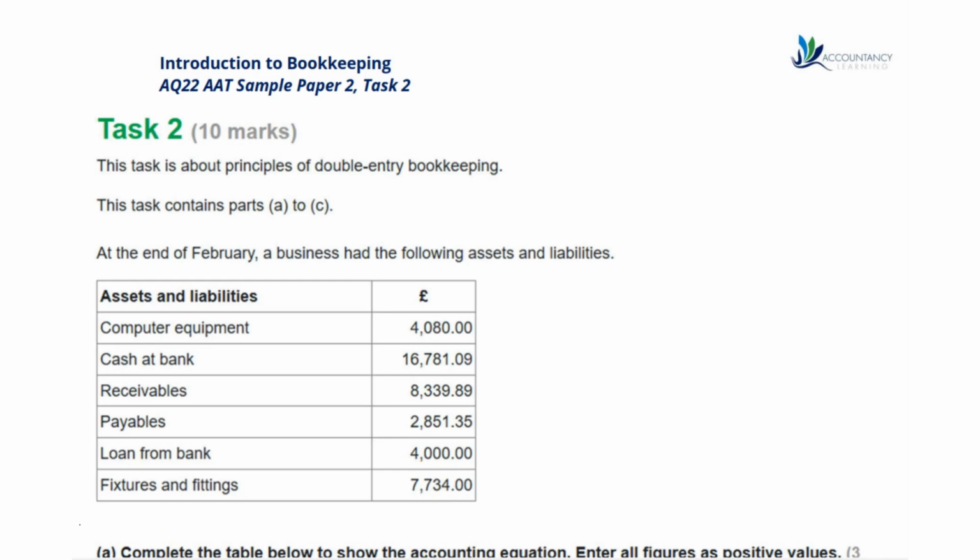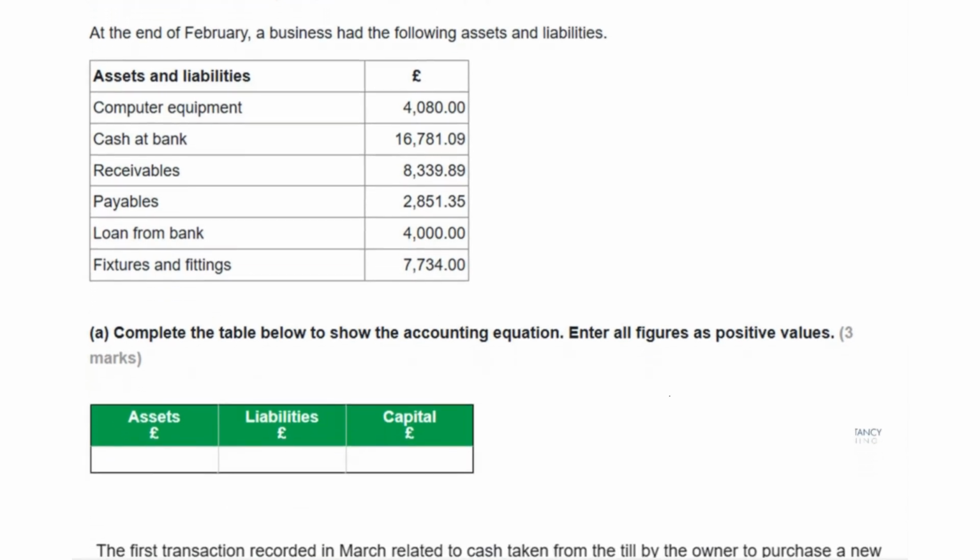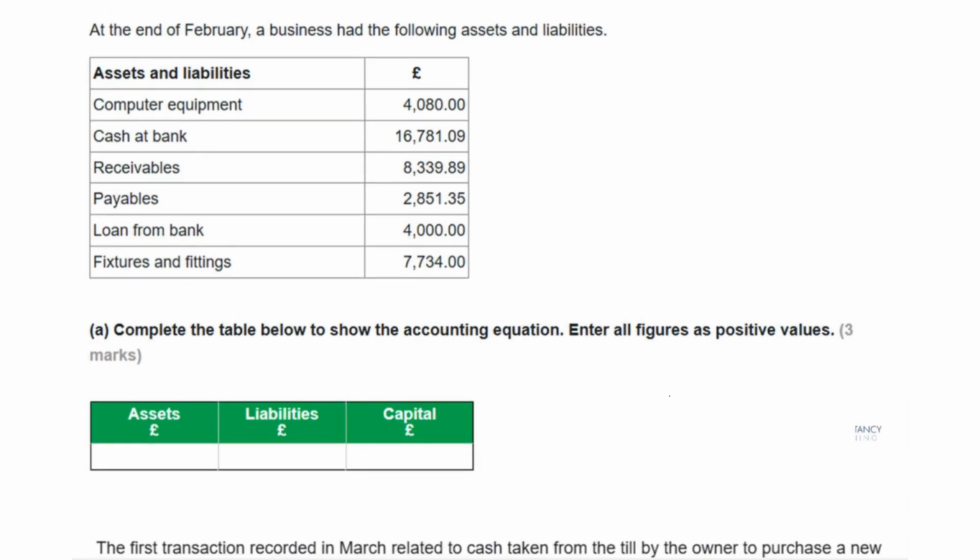I'm Sarah, and in this video I'll take you through the Introduction to Bookkeeping sample paper 2 task 2. So this task is about principles of double entry bookkeeping. At the end of February, a business had the following assets and liabilities. Part A asks us to complete the table below to show the accounting equation and enter all figures as positive values.